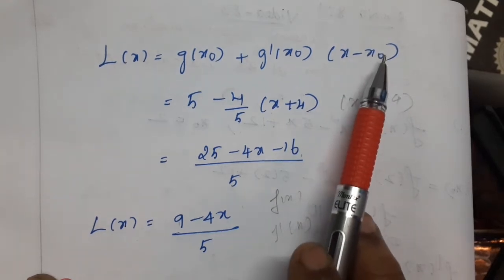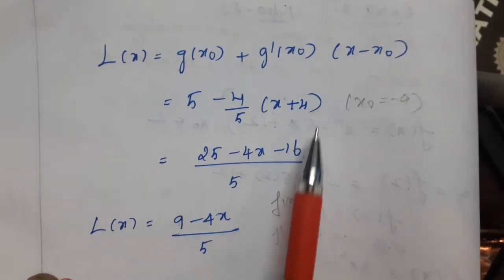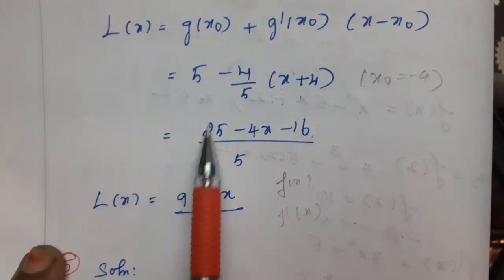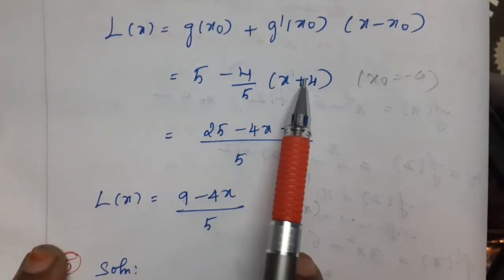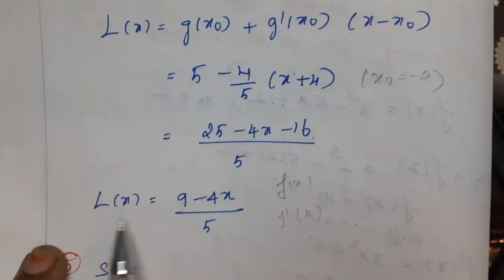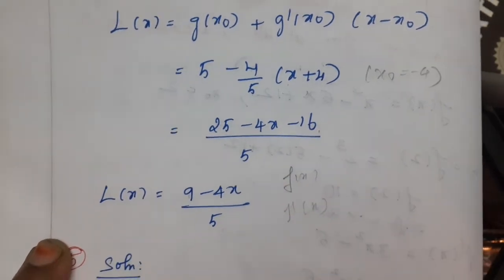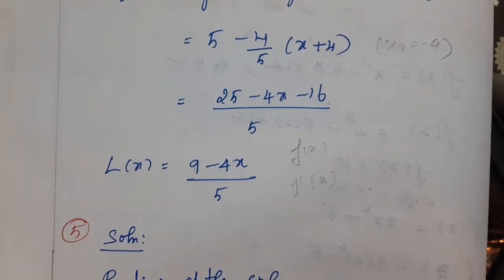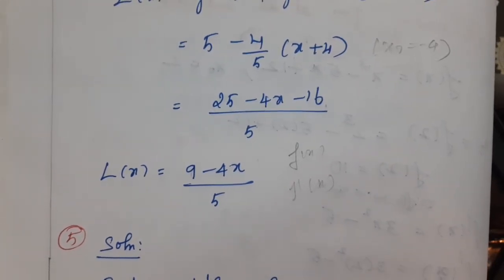The x naught value is minus 4. Already having the minus sign, minus into minus becomes plus. Now afterwards you take the LCM. So 5 5s are 25. Minus 4x. Minus 4 into plus 4 is minus 16. Now L of x is equal to 25 minus 16, which is 9. So 9 minus 4x divided by 5. Therefore the linear approximation is 9 minus 4x divided by 5.